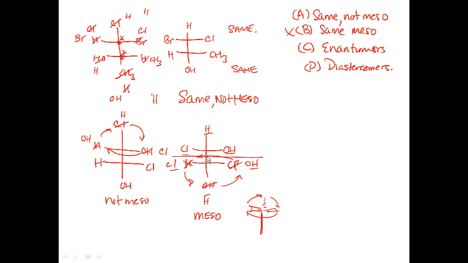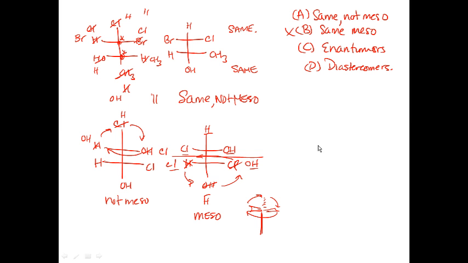So the right molecule was meso, but the left molecule is not meso. Now remember, what's the original question? The original question is, what's the relationship between these two molecules? Well, if they were both meso, then you would have A, the same, or B, they're the same meso compound. But in this case, they're not. So what's the relationship between a meso and the other stereoisomer that is not the meso form?